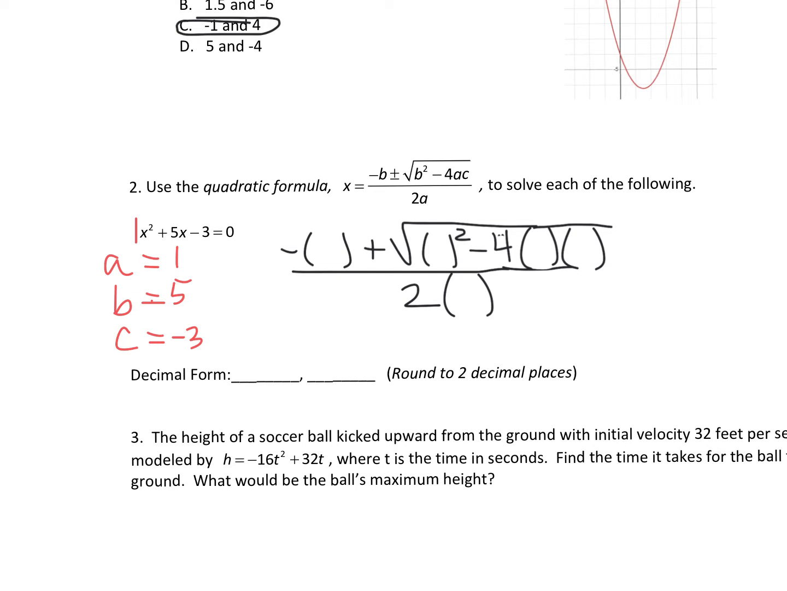A is 1, B is 5, C is -3, and I'm going to now insert those. I have B goes right there, A goes right there, C goes right there, and A goes right there. So I'm just going to go in from left to right. I'm going to insert B here, which is 5. Insert B here, which is 5. Insert A here, which is 1. C is -3. And A is 1.